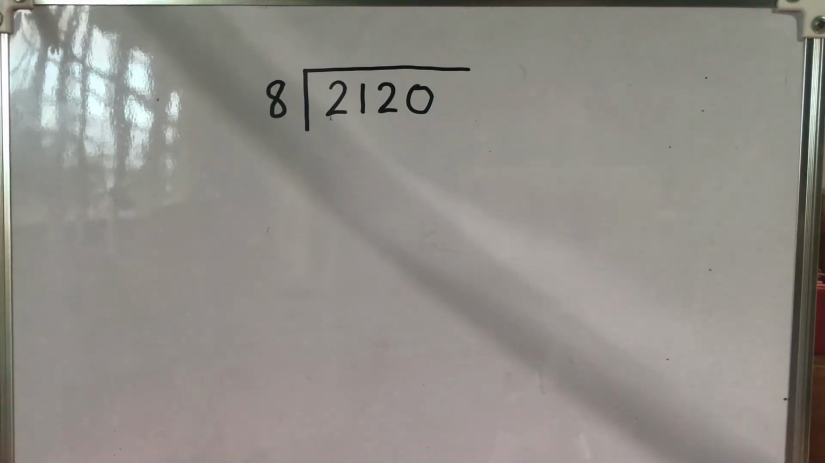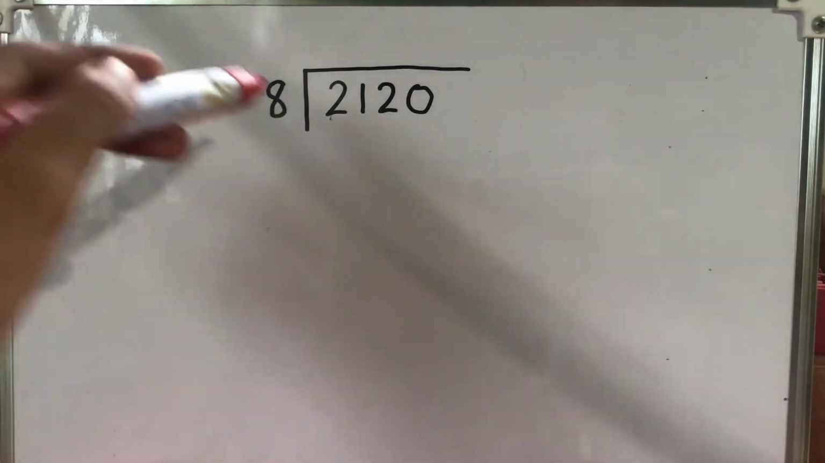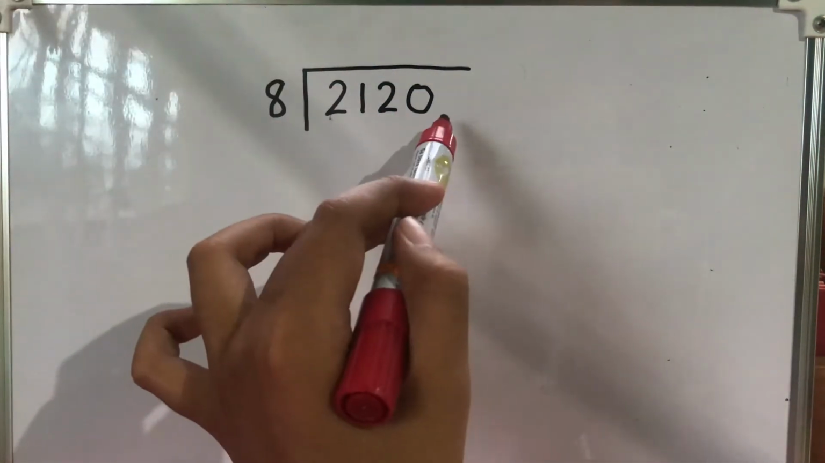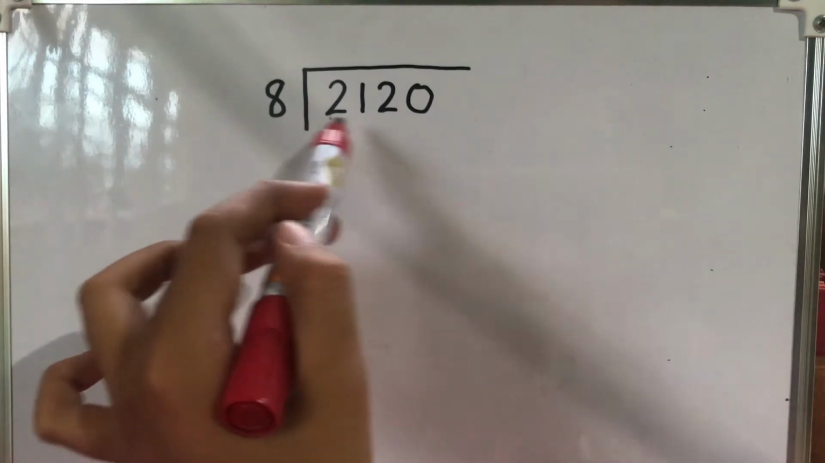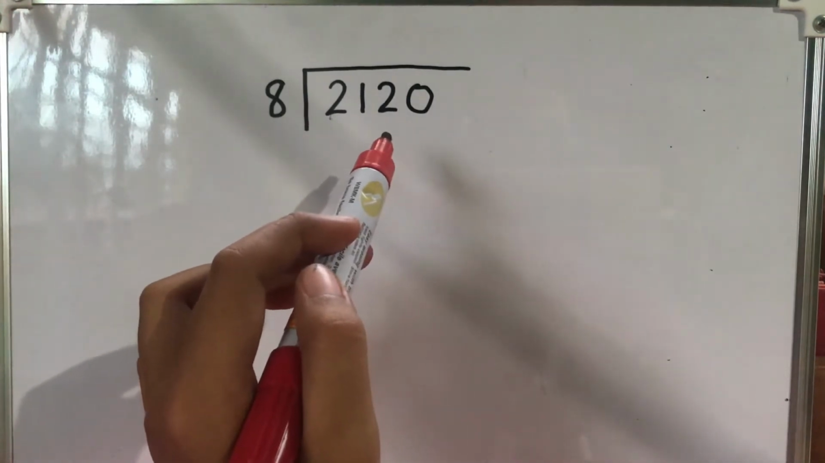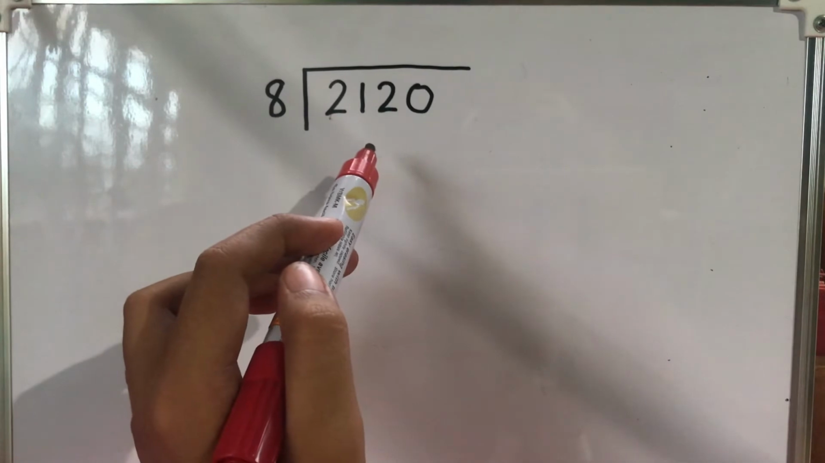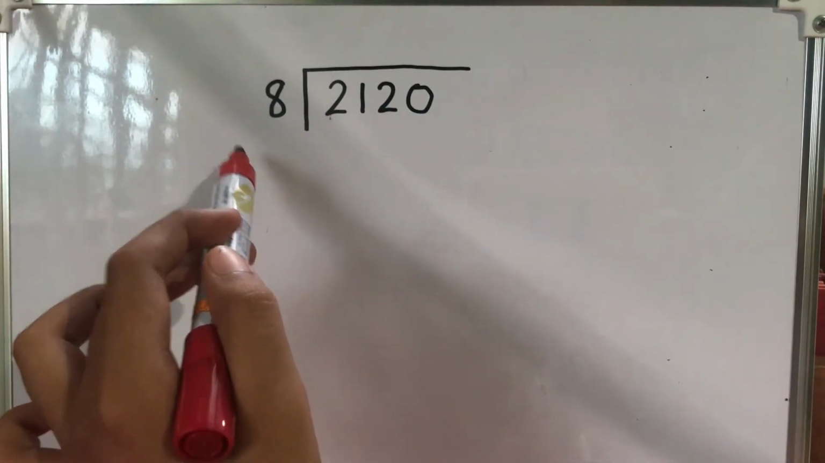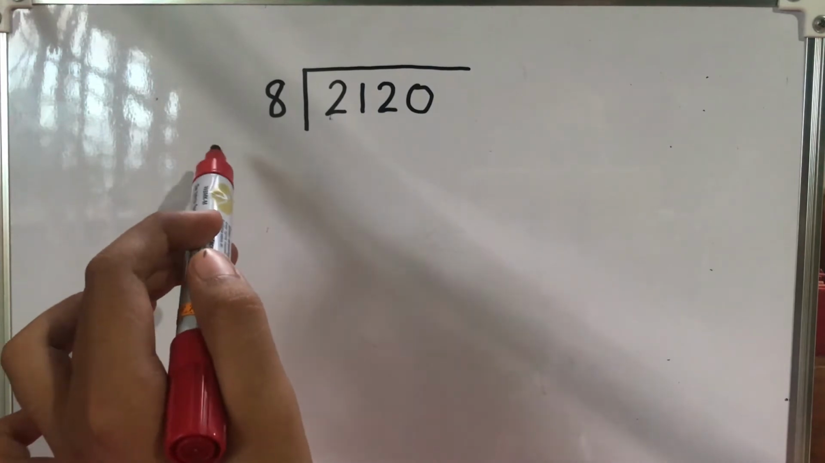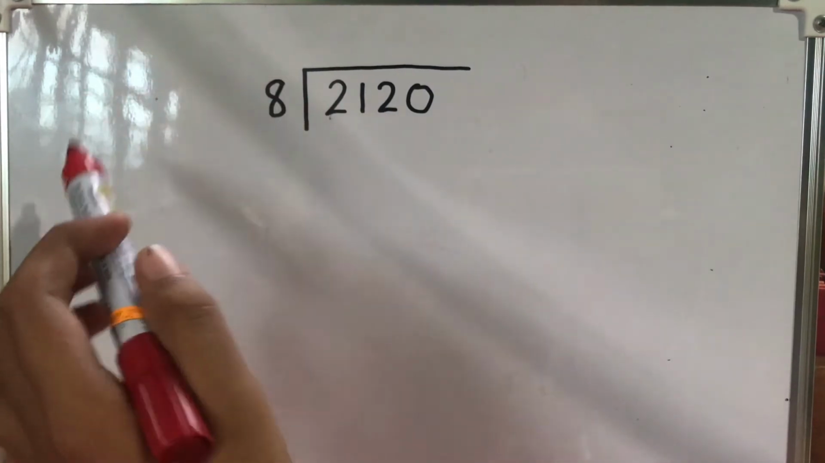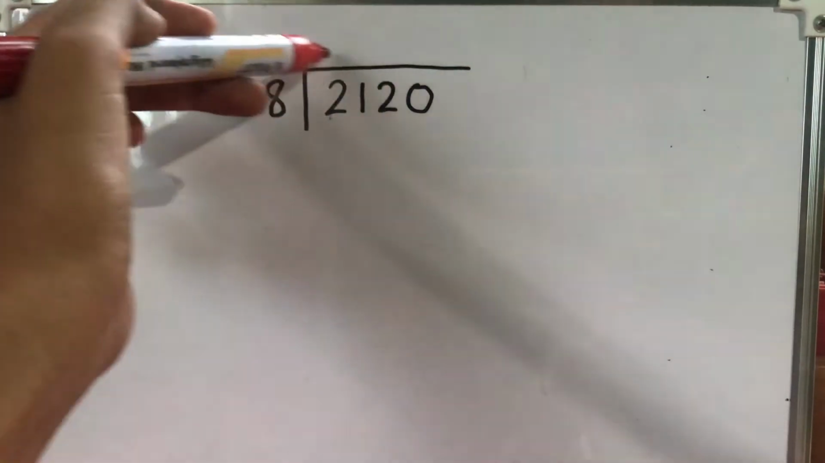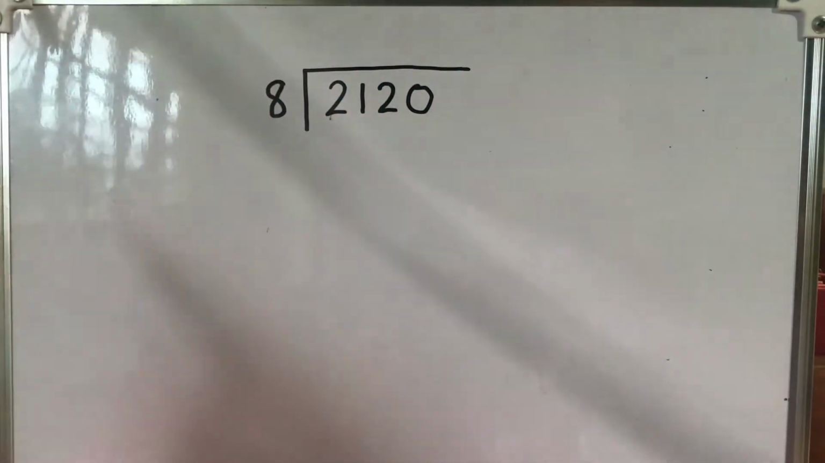of a division sentence. So this is called long division since we will solve these downwards. Okay, so this one, the 2,120 is called the dividend. It is the number that will be divided. And then 8 is called the divisor. It is the number whom the dividend will be divided to. And then the answer, which will be written here, is called the quotient.